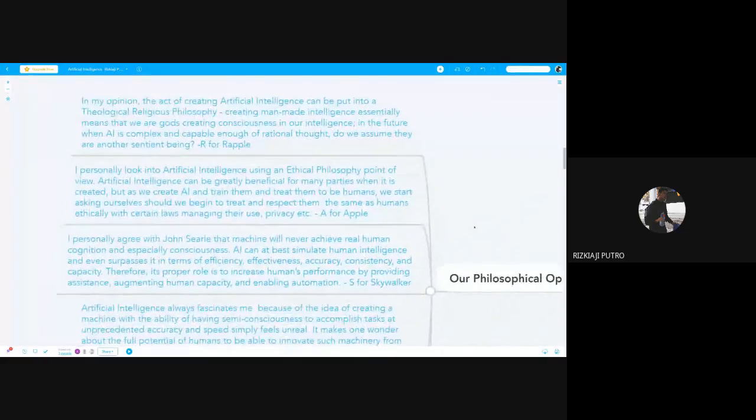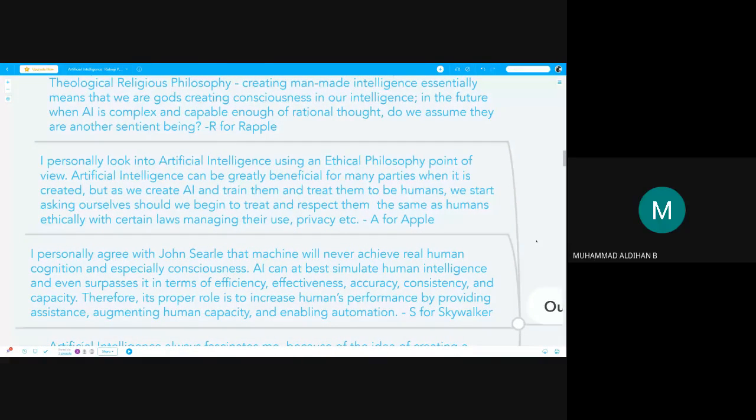And Aldi has his own. Yeah, I'm just going to briefly explain mine. After reading everyone's philosophical opinions, I came to the conclusion that since AI is being taught to consciously think as humans and be trained to work with humans, should we then start questioning whether they should be treated as humans, in the sense of privacy laws and managing their use, so we don't use them for any misuse? And yeah, the next opinion is from Seto.